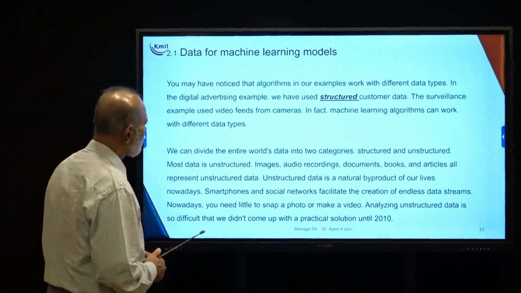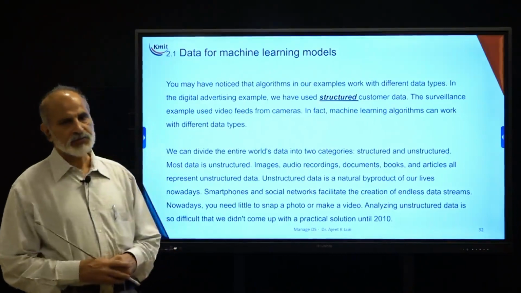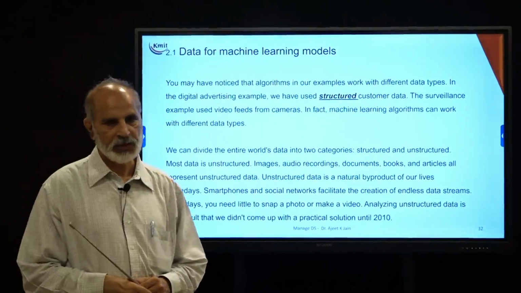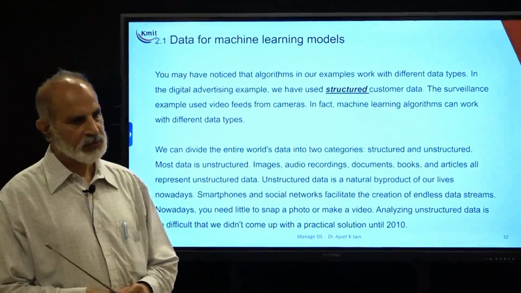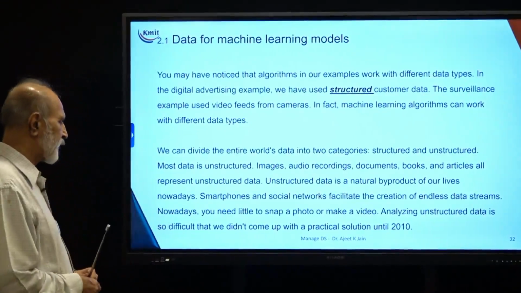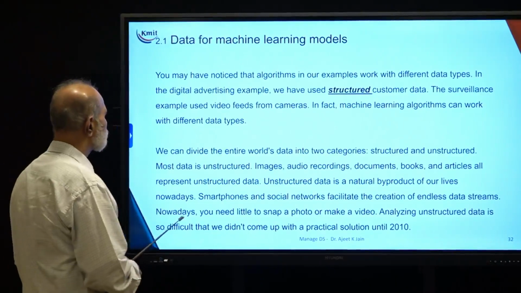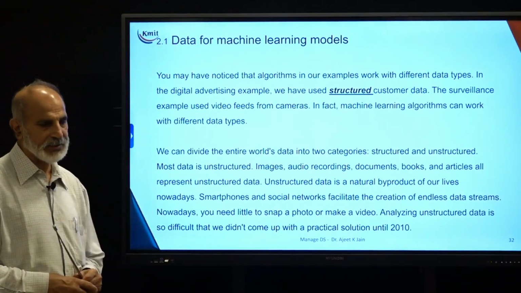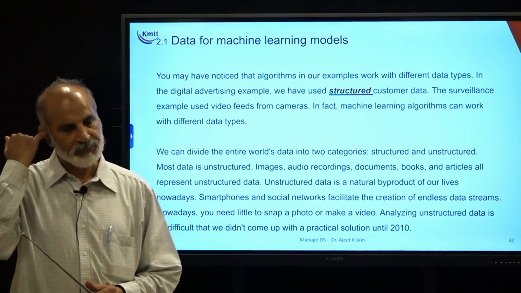So, we have seen that we need an algorithm to solve a problem. So, if you remember the last time's diagram, we have an algorithm, and the algorithm will give me a prediction or a decision making. So, we may have noticed that the algorithm in our example works with different data types. So, your data type may not be similar.